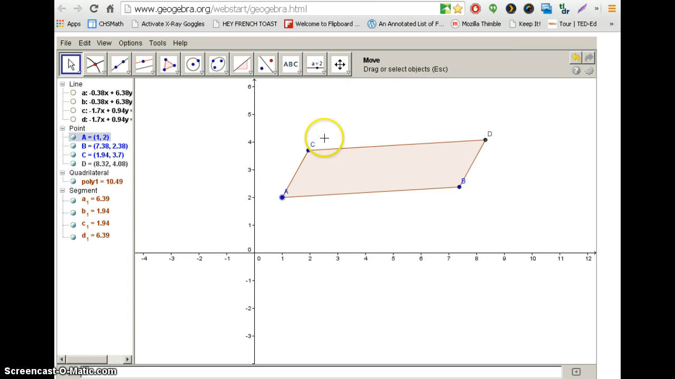So now what we're going to do is try and prove somehow that the opposite sides are congruent to each other. In order to do this, we're going to draw a diagonal. And now we're going to be very glad that we learned about transversals. Okay? And remember what we learned about transversals and parallel lines.